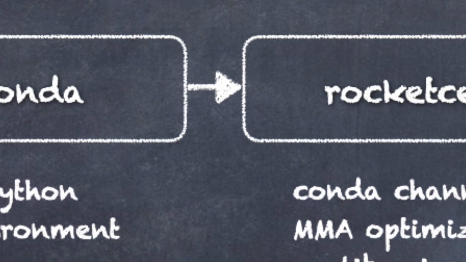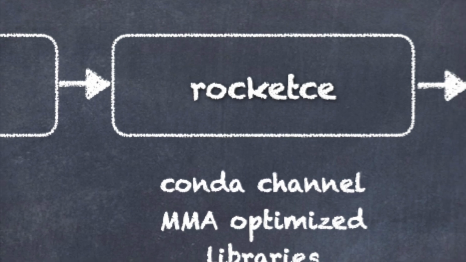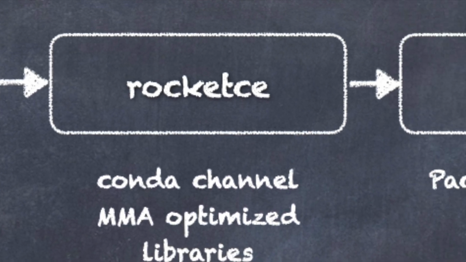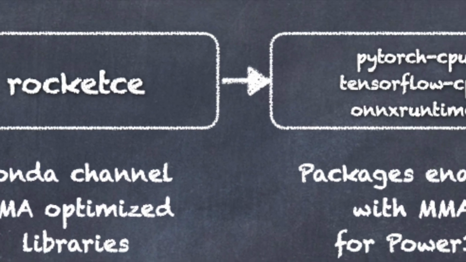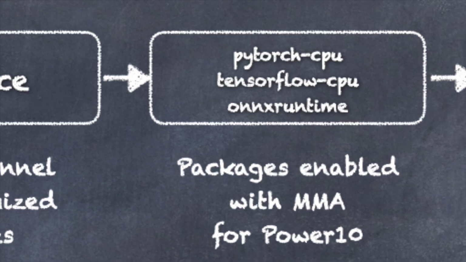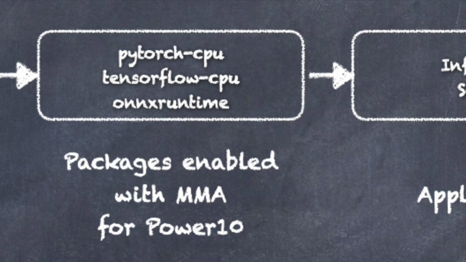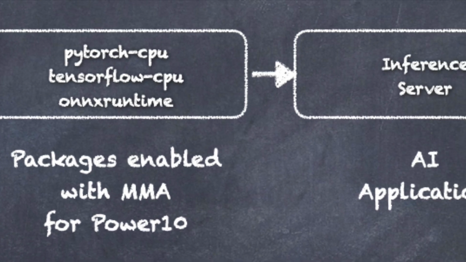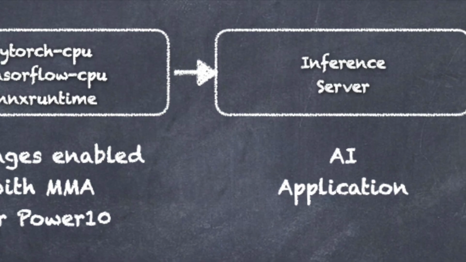First, we create a basic Python virtual environment with Anaconda machine learning platform. Then we install the necessary AI packages from a specific Conda channel named Rocket CE that include the libraries already optimized for the Matrix Math Accelerator on Power 10. Libraries that are optimized so that AI applications running Python using PyTorch and TensorFlow can take advantage of MMA.